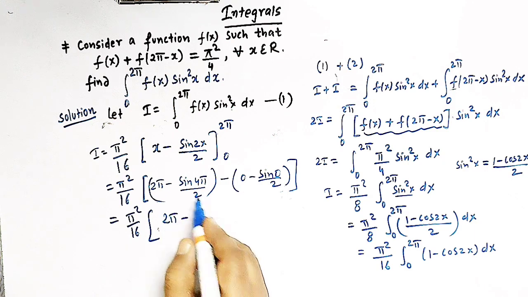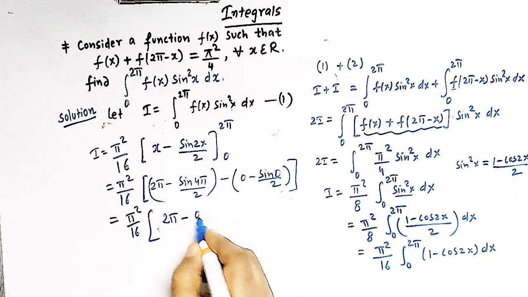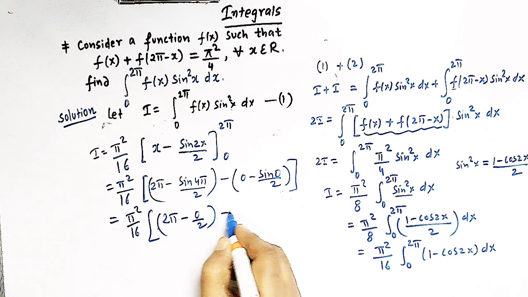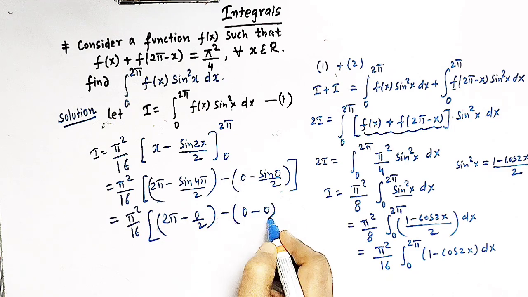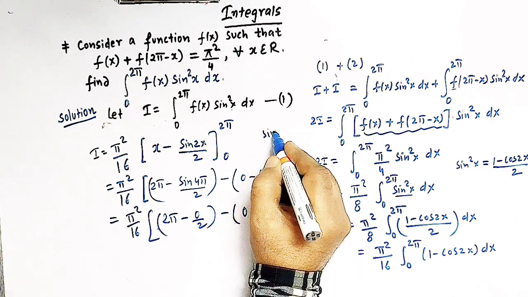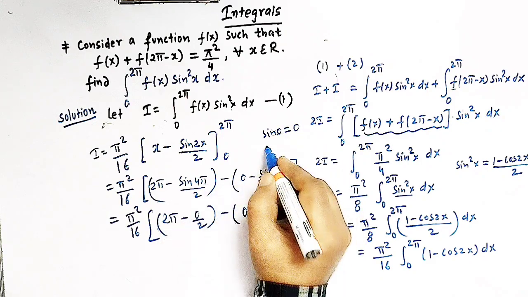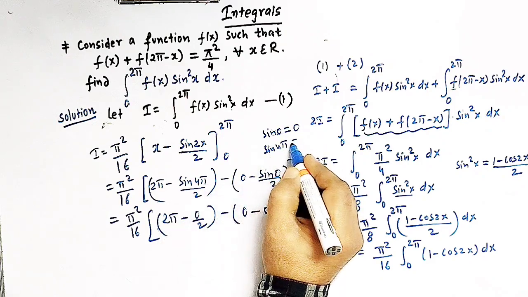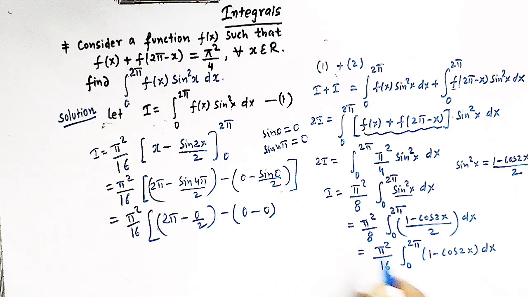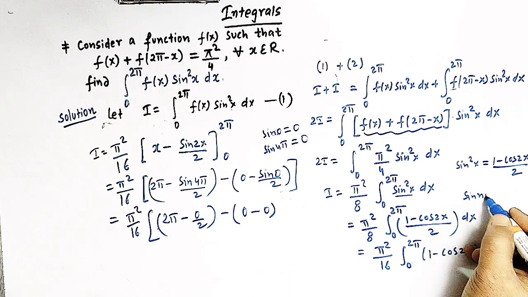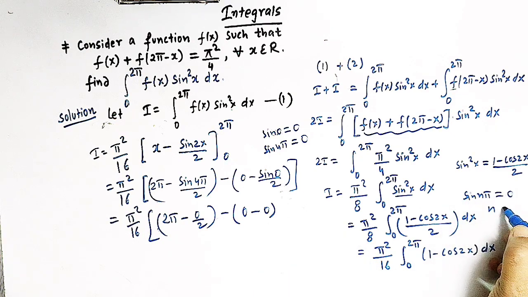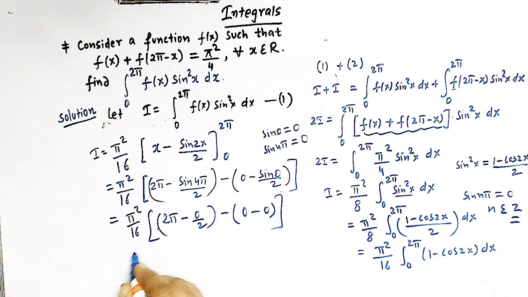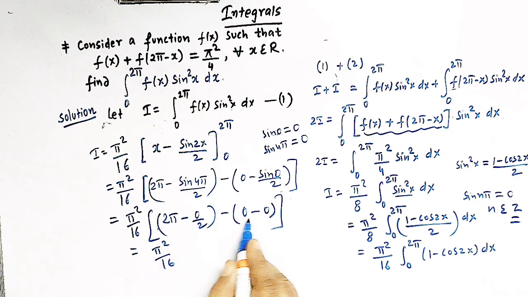This is 2 pi, sine 4 pi is 0, and here we have 0 minus 0, because sine 0 is 0, and sine 4 pi is also equal to 0, because we know sine n pi is equal to 0 for n any integer, right? Okay, so here we have pi square over 16, and here we are left with only 2 pi, right?